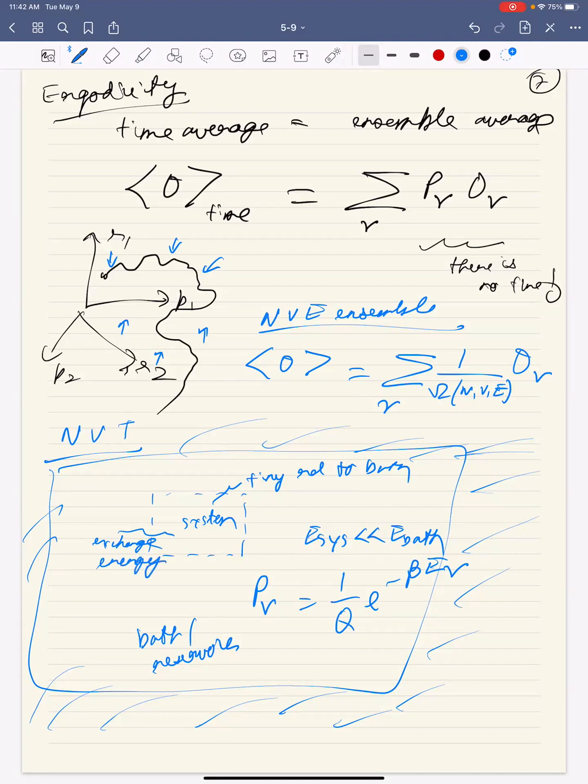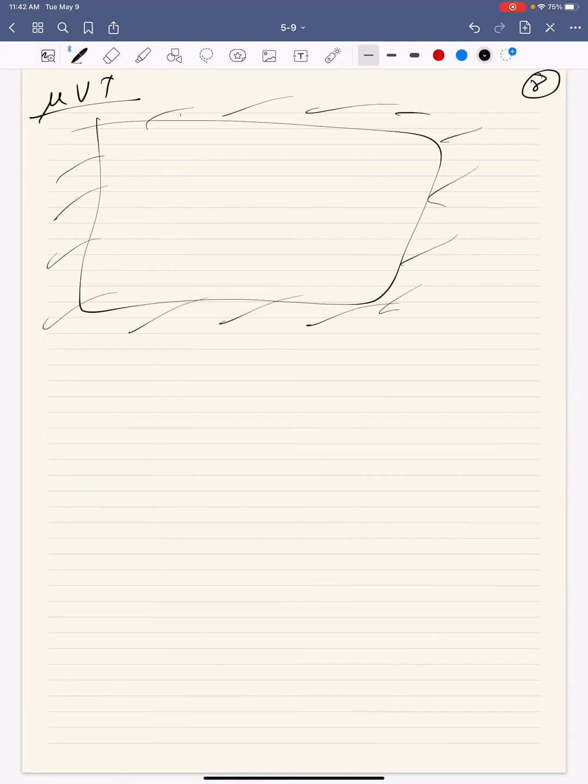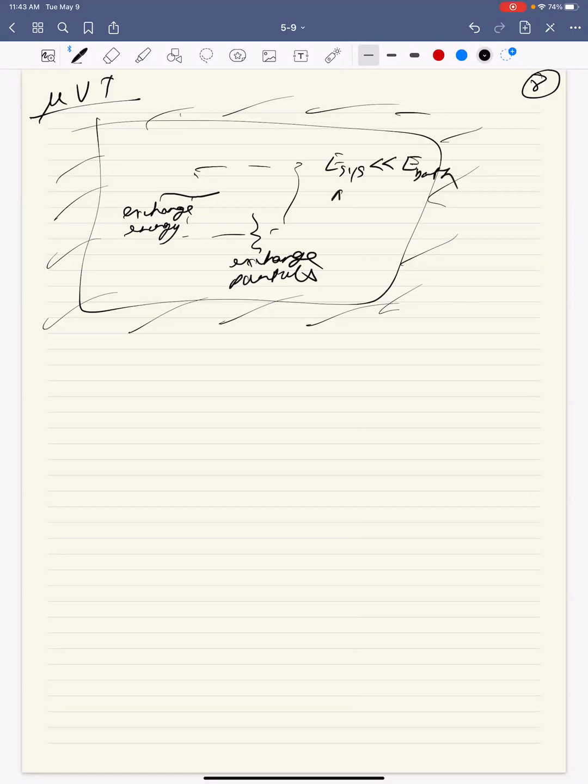We cannot exchange particles. We went to the next ensemble, which was mu VT, where again, we have a bath. The full thing is isolated, and inside this you have something which can exchange energy, which can also exchange particles. So it's going to be at thermal equilibrium and mechanical equilibrium and number equilibrium with the bath. Now we say that E system is much less than E bath, and N system is much less than N bath. Both of these are very, very small. In this case, we get P nu. Anyone remembers the value of P nu?